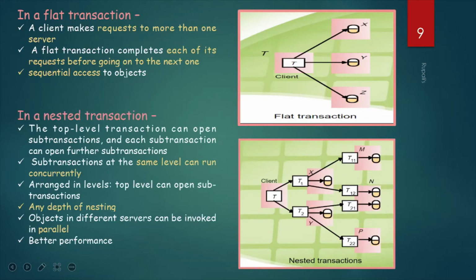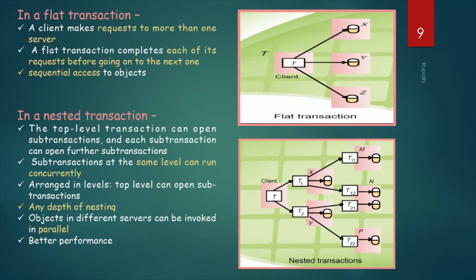Nested transaction. In the case of a nested transaction, the top-level transaction can open sub-transactions. See, T1 can open sub-transactions T11, T12, and T2 can open sub-transactions T21, T22. And each sub-transaction can open further sub-transactions. Sub-transactions at the same level can run concurrently. If they are at the same level, that is, T1, T2 can run concurrently. T11, T12 can run concurrently.